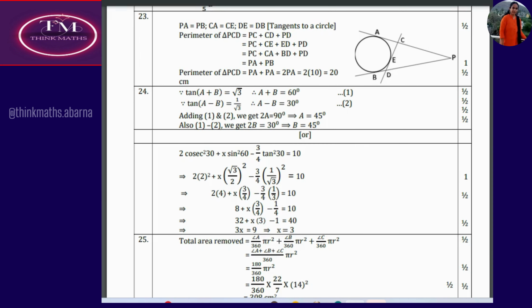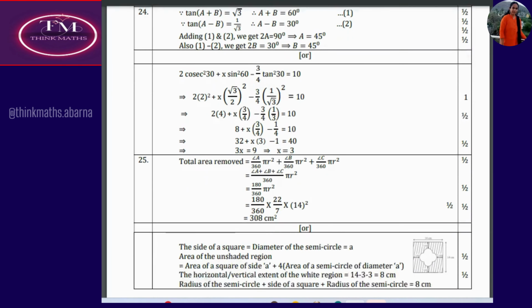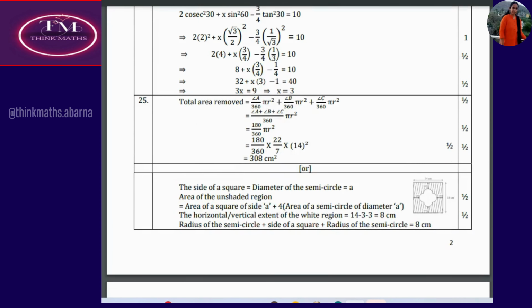Next question, this choice part. In the choice part, you have to find out the value of x. If you substitute the values of cosec 30, sin 60 and tan 30, you will get 1 mark. Next, if you simplify that, you will be getting half mark, and find out the solution, you will be getting half mark. Next, you have to find out the total area. For this, if you write this equation, that is the formula for area of the sector, you will be getting half mark. Then this step, A plus B plus C, if you take the common things outside, you will be getting half mark.